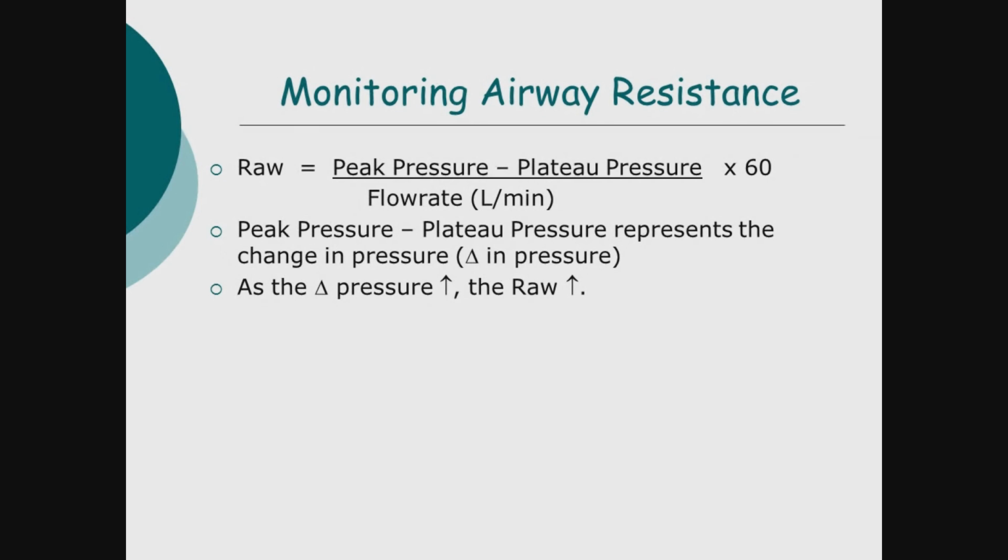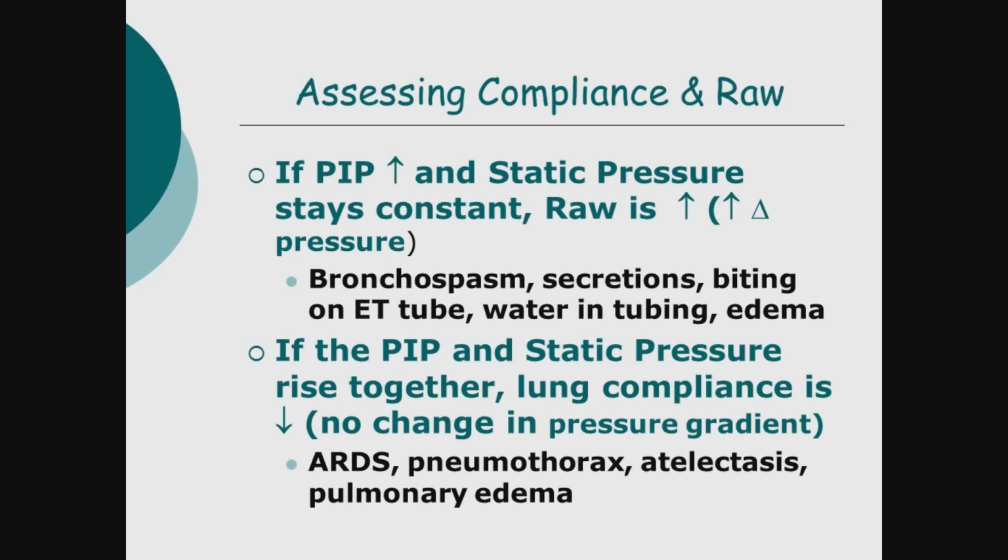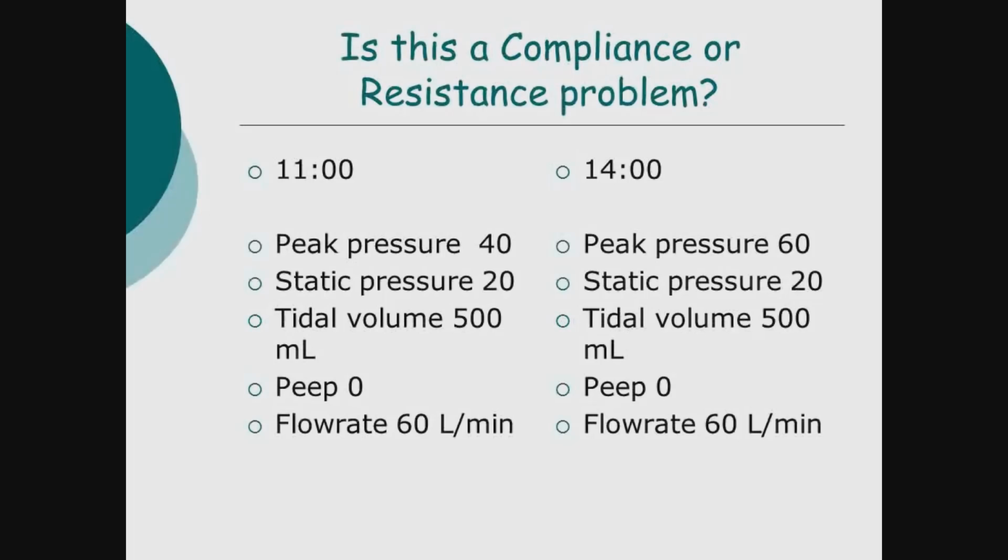Airway resistance, we know how to calculate that also. It's the peak minus the plateau, divided by the flow rate. Again, that's assuming that the flow rate is a constant flow, square wave flow pattern. And we know that they both go up together. It's a compliance problem. If the PIP goes up to a greater degree than the static does, then we have a resistance problem. You know the causes that are there.